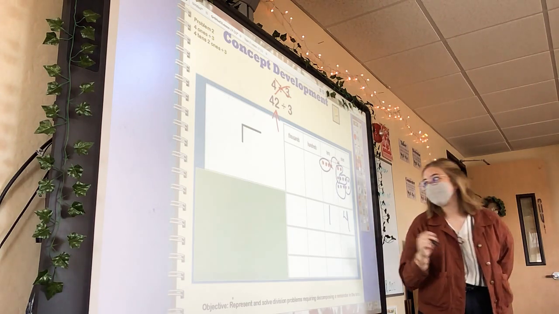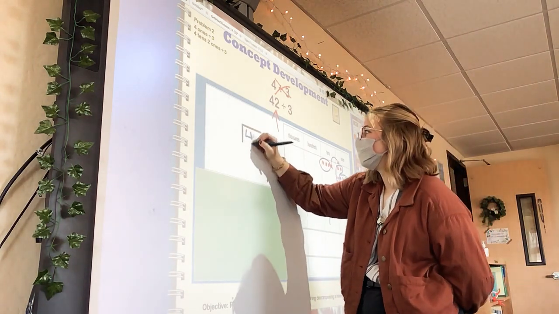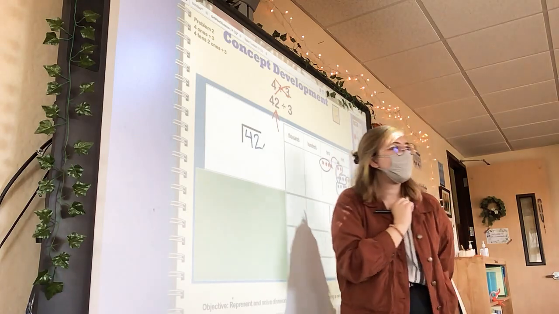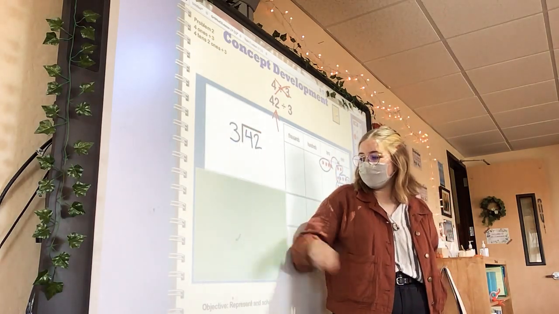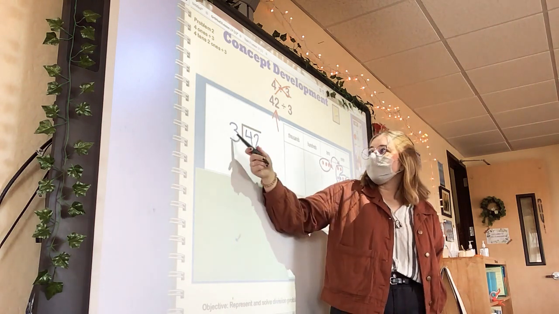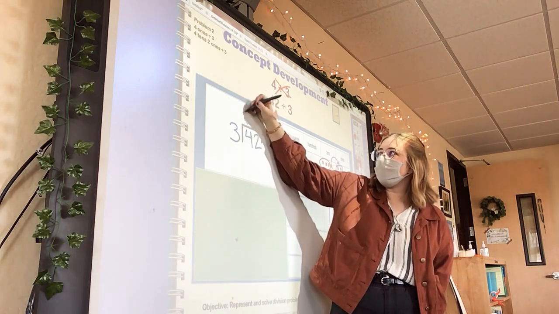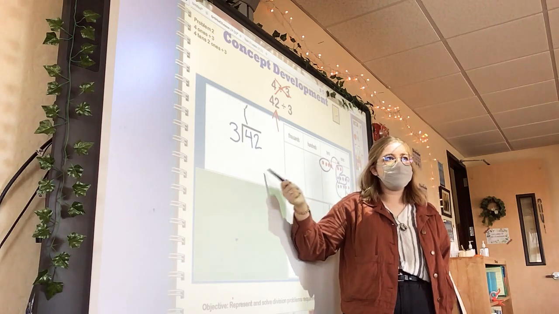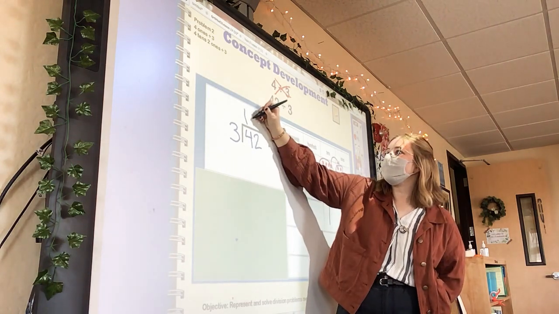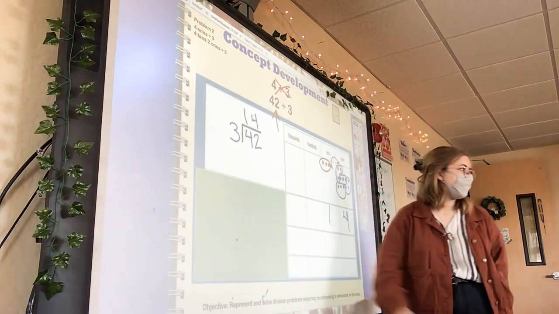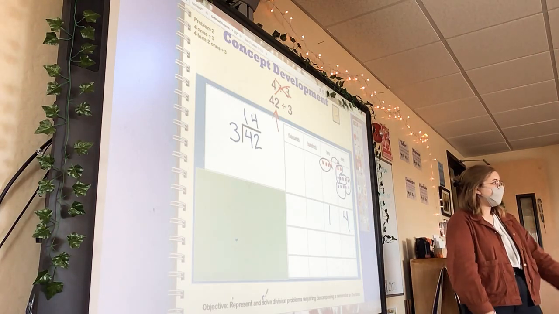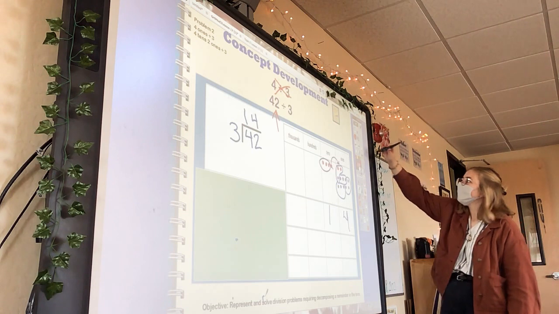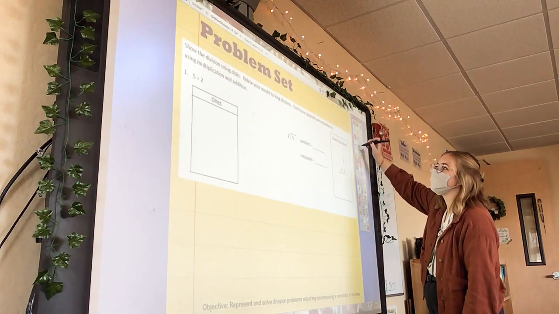14. Good. And then if we were to do the standard algorithm, 42 goes on the inside. What goes on the outside? Our divisor, 3. 3 was able to divide 4 one time, and then 3 was able to divide 12 4 times. So 14 is our answer. Okay? Any questions on what we just did? No. Okay. Go ahead and erase that.